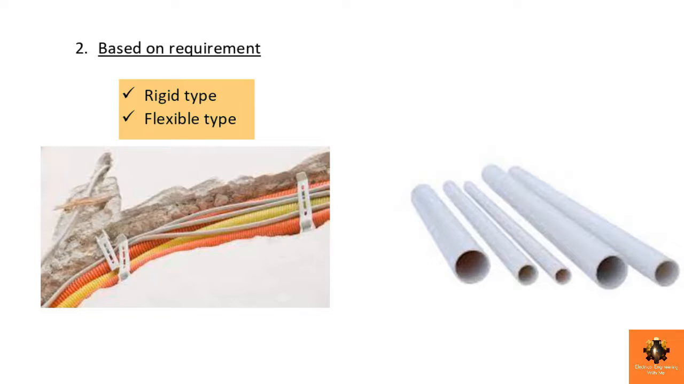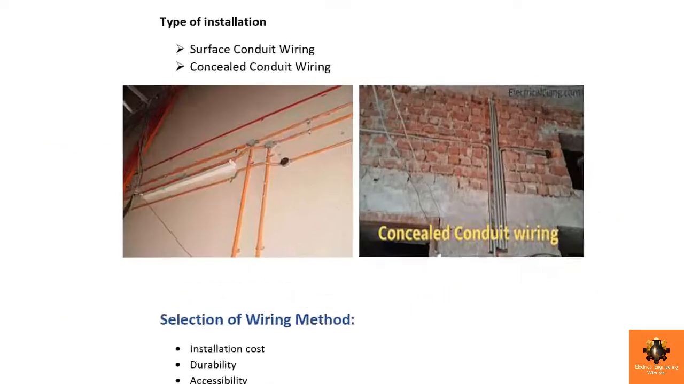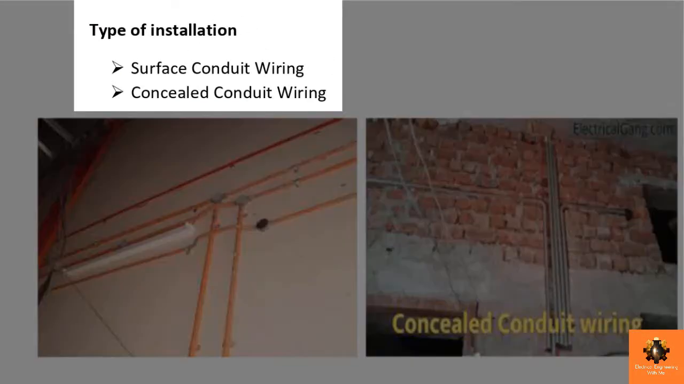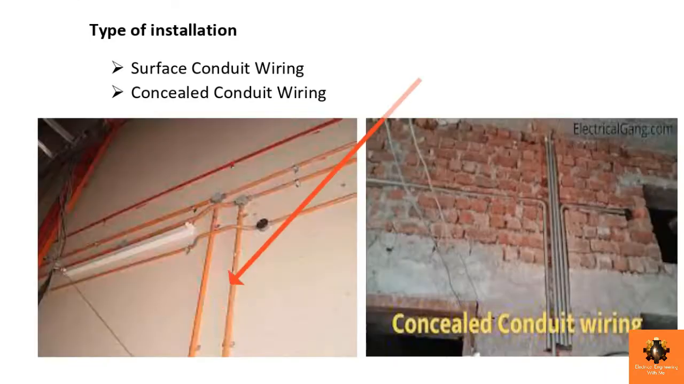Mostly rigid type conduits are used in installation, but in some places flexible ones are also used. So these are the flexible conduits and these are the rigid type conduits. Now after this we have two common types of installation: surface conduit wiring and concealed conduit wiring. In surface type installation, conduits are installed on the surface of the wall or ceiling, whereas in concealed type installation, conduits are installed inside the wall by making holes, and this is the most popular, attractive and safe type of installation nowadays. Clear?